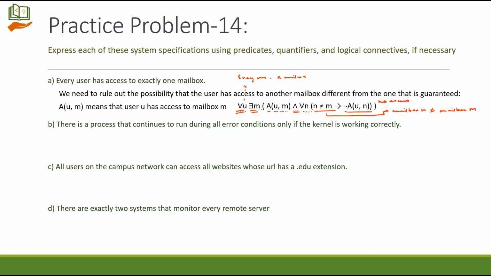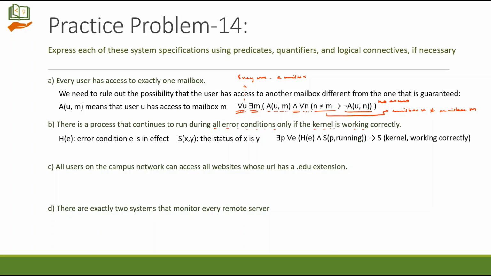Next statement. There is a process that continues to run during all error conditions only if the kernel is working correctly. So here we can have H of E as error condition E is in effect. Then we have S of x comma y is the status of x is y. Now let's get into the expression. S of kernel working correctly is this particular statement. This is like P only if Q. This particular part is the conclusion and this particular part will be the hypothesis.